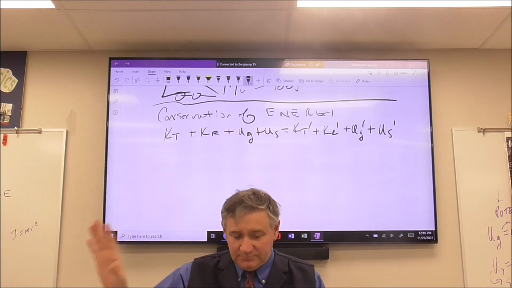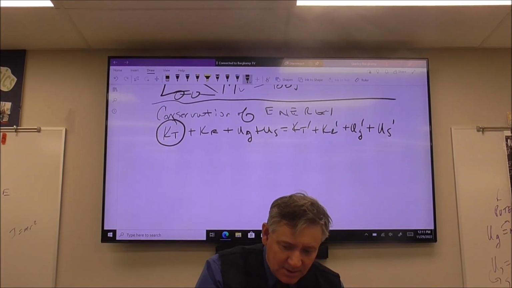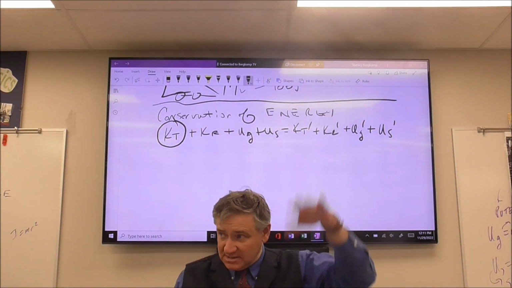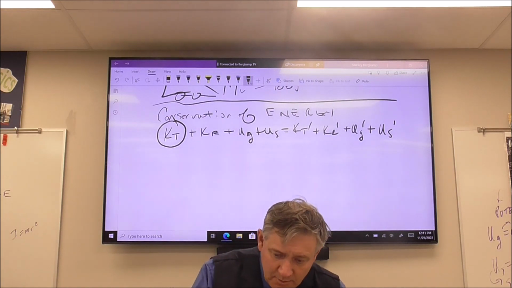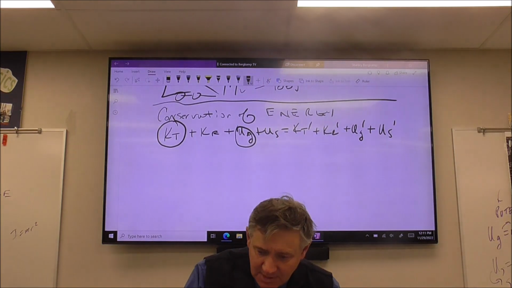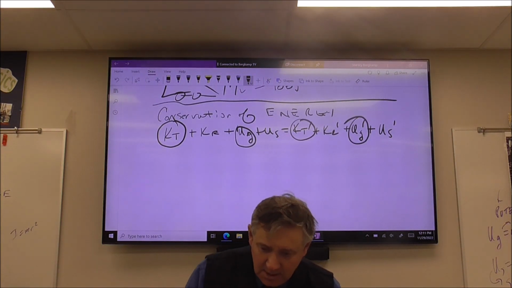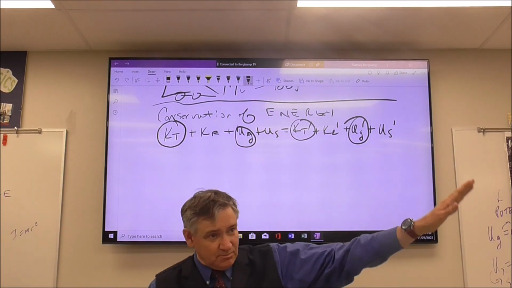So for today, the only ones we're going to worry about are kinetic energy that's translational. In other words, as the ball falls, we're not going to worry about making the ball spin. And we're going to worry about UG. And then we're going to worry about KT prime, and UG prime. Eventually, we will work all four of these into problems.